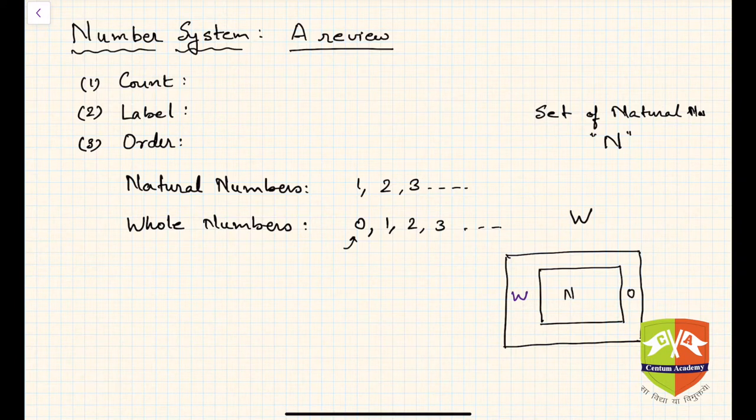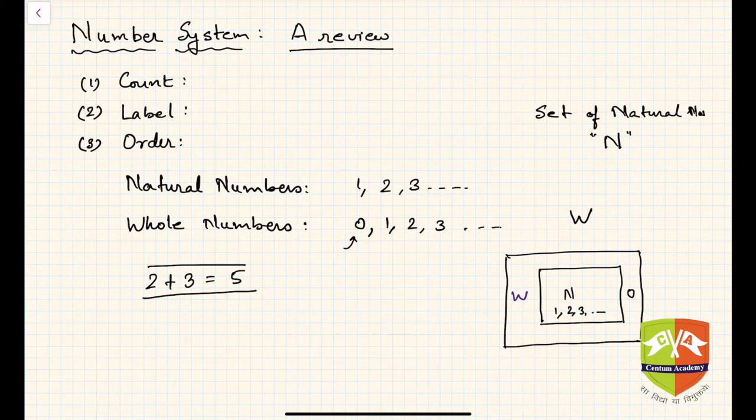Now the natural number set has numbers like 1, 2, 3, and so on and so forth, right? Now, why did we require whole numbers in the first place? Why was 0 needed? If you know natural numbers, if you add 2 apples with 3 apples, you'll get 5 apples, right? So 2 plus 3 was 5, right? This was very much easy.